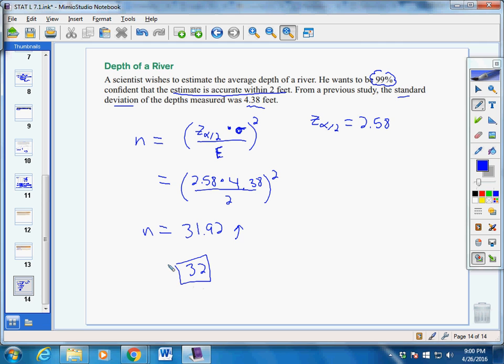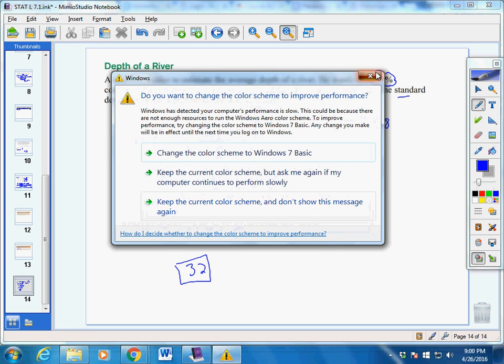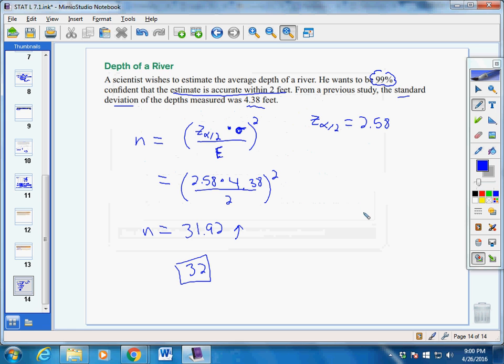So what does that 32 mean? It means to be 99% confident that our depth is accurate within 2 feet, we need to take at least 32 measurements. This formula helps us say how many we need to be as accurate as we can, and it's derived from the maximum error of estimate. So this, along with confidence intervals, can tell us how exact we have to be, or how confident we can be in our findings.